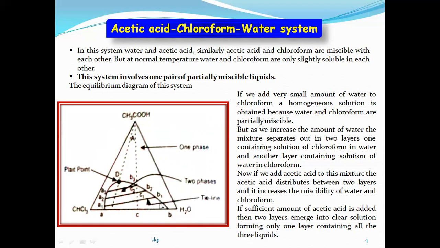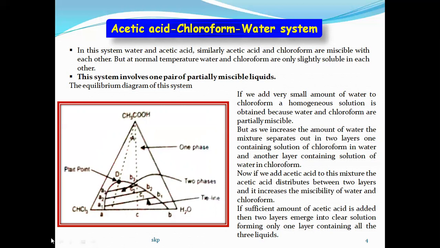If we add a small amount of water to chloroform, a homogeneous solution is obtained because water and chloroform are slightly miscible. If we add a very small amount, then we cannot differentiate two layers. We find that only a homogeneous solution is formed. But as we increase the amount of water, the mixture separates into two layers. One layer contains a solution of chloroform in water, and another layer contains a solution of water in chloroform.